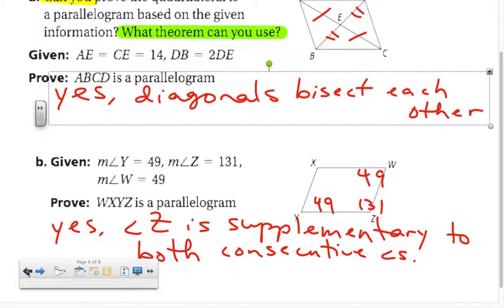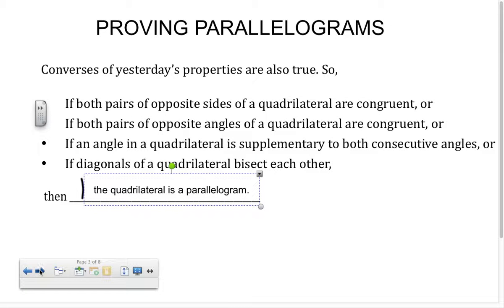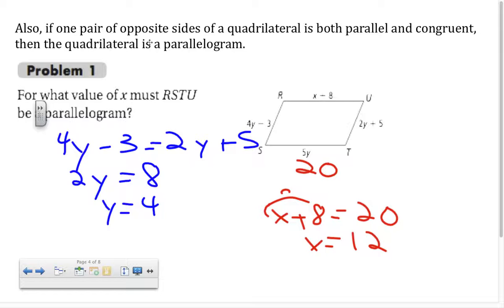I just realized that there's one additional property that wasn't on my screen, but it is in your notes, but I didn't talk about it, so I want to make sure to talk about it. Actually, it was on the screen. We just kind of glanced over it and didn't address it. Notice in your notes you also have this one other means of proving that something is a parallelogram. If one pair of opposite sides are both congruent and parallel, that's also a way that we can prove that something is a parallelogram.